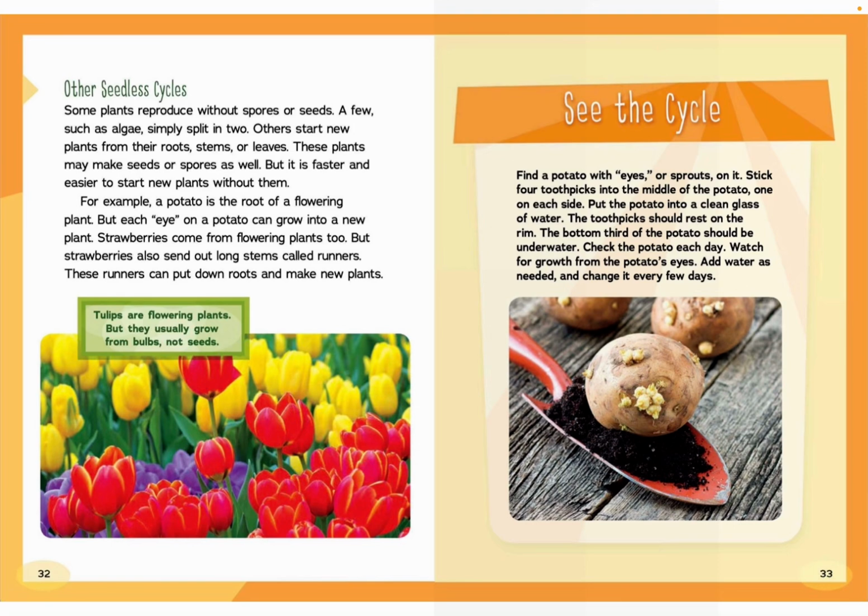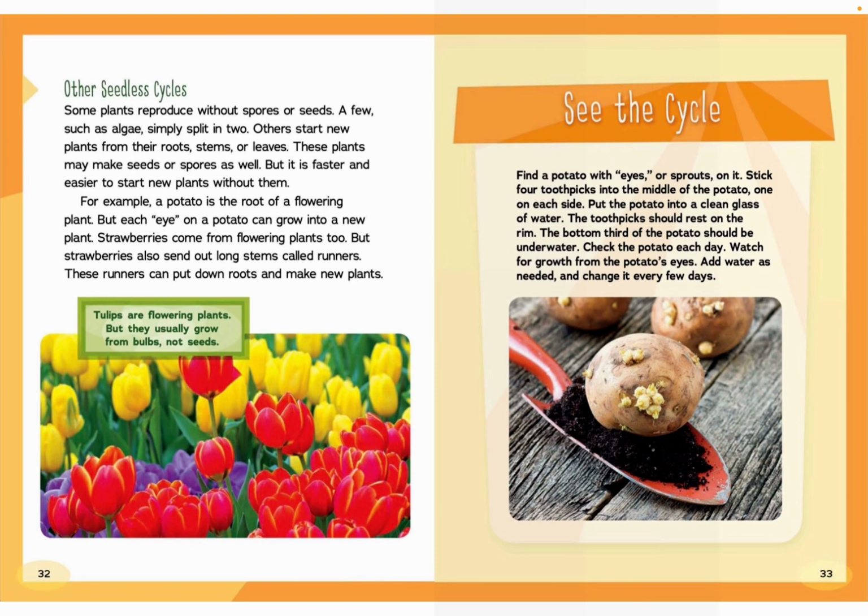Some plants reproduce without spores or seeds. A few, such as algae, simply split in two. Others start new plants from their root, stem, or leaf. These plants may make seeds or spores as well, but this way is faster. For example, a potato is the root of a flowering plant, but each eye in a potato can grow into a plant. Strawberries come from flowering plants too. But strawberries also send out long stems called runners. These runners can put down roots and make new plants.